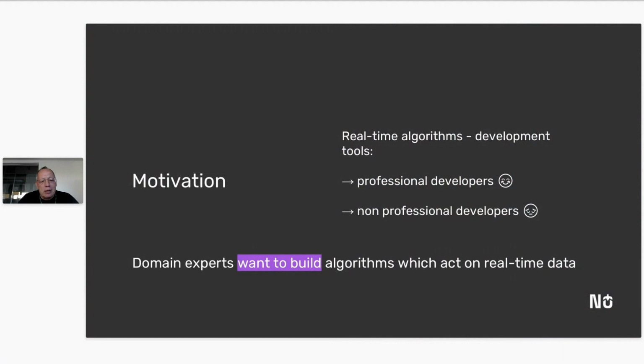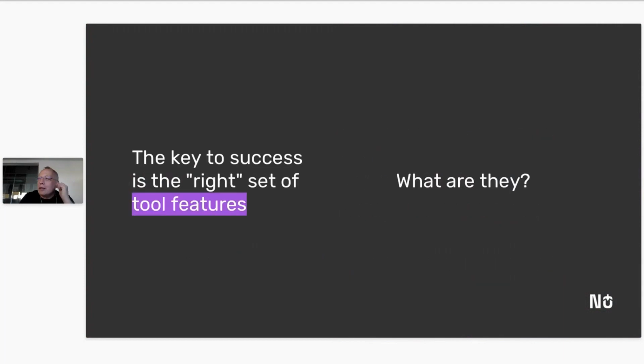And the situation is that there are many use cases where domain experts want to build algorithms which act on real-time data, and simply they do not have the appropriate tools which would allow them to do so. And they have to delegate this work to professional developers. And again, there are many use cases where this situation is far from optimal. So we'll be talking about the features required in development tools which address the non-professional developers market, right?